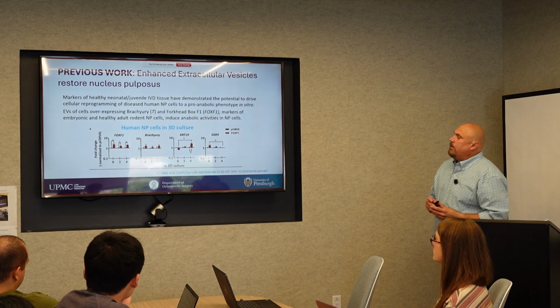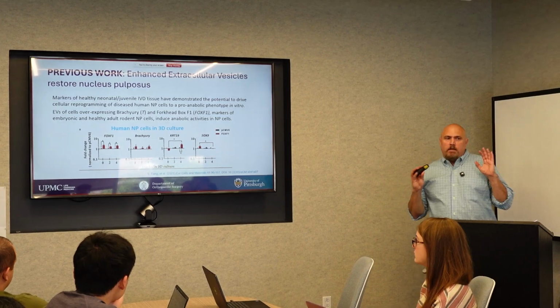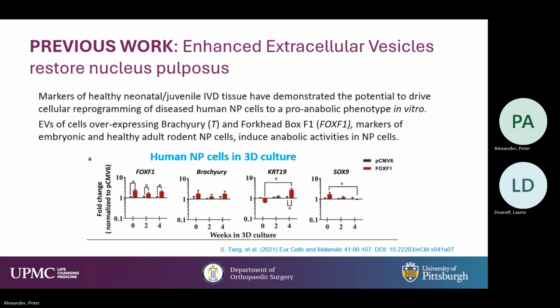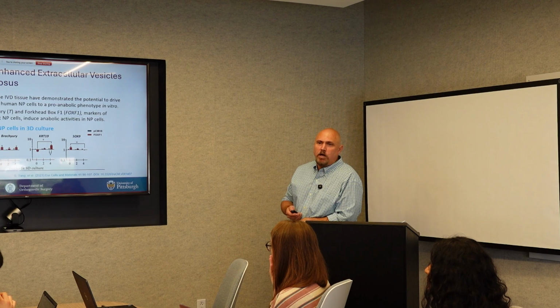Okay, so then I describe the previous work that applies immediately to this. In a paper just before this one, they showed that a marker of juvenile intervertebral disc tissue was demonstrated to have the potential to drive cell reprogramming of diseased nucleus pulposus cells to a pro-anabolic or healthy state. Okay, so here I'm going to ask you guys right now, how familiar are you with the idea of a marker for a cell? Any thoughts on it?